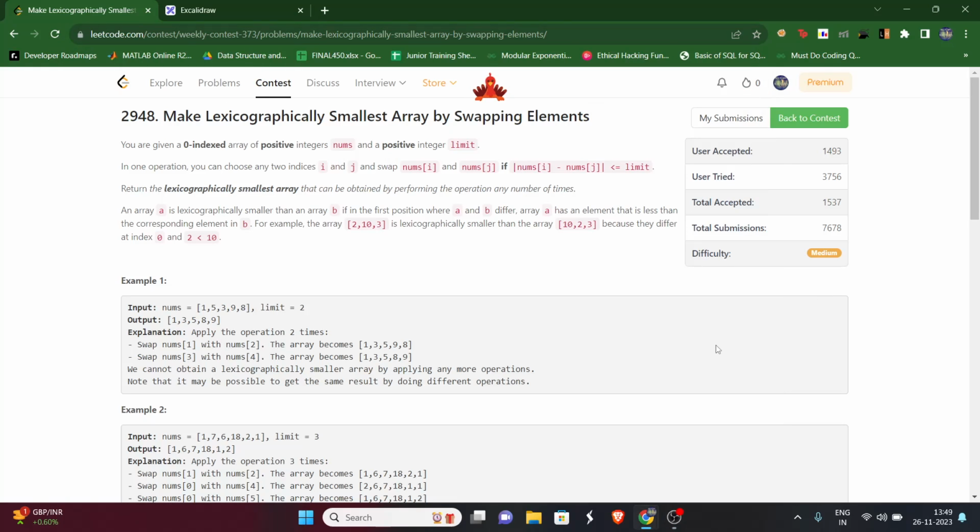So today we will be solving LeetCode Weekly Contest 373, problem three, 2948, Make Lexicographically Smallest Array by Swapping Elements. Okay, pause the video, read the question, then we will proceed.